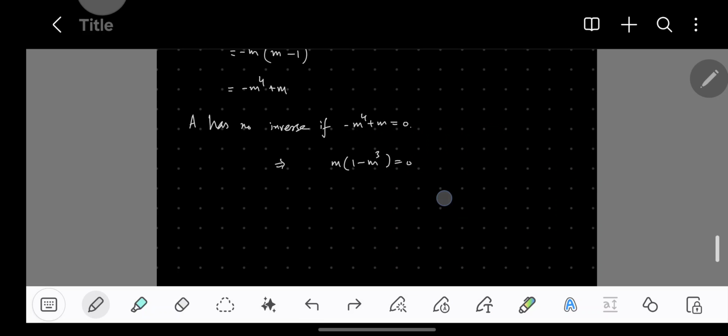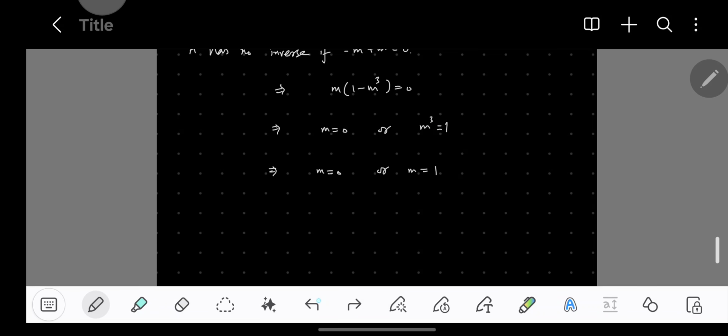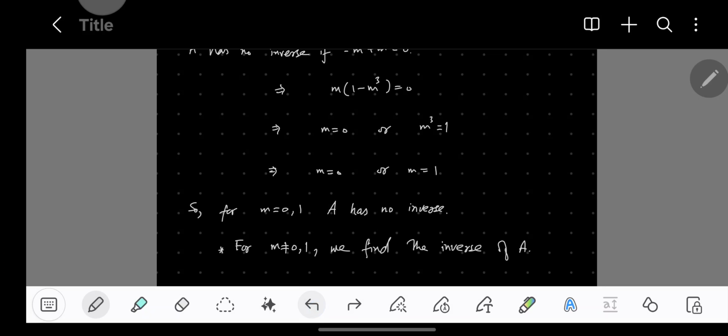Okay. So now either m is 0 or this value is 0. So if m is 0, then there is no problem. If this is 0, then m cube is equal to 1. So we have two values of m, either 0 or 1. For these two values of m, we will say that A has no inverse.